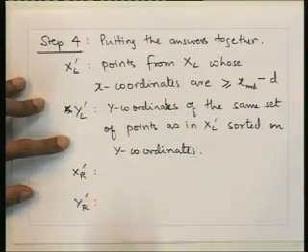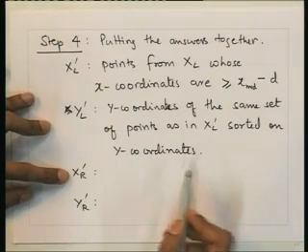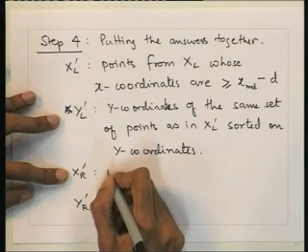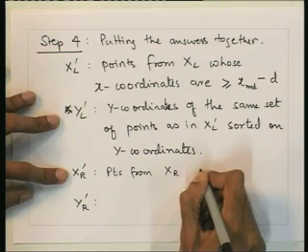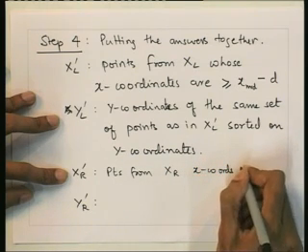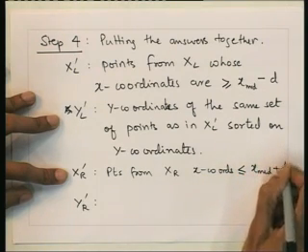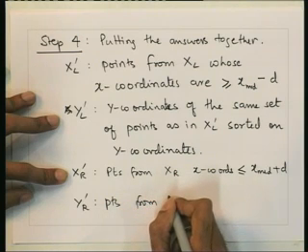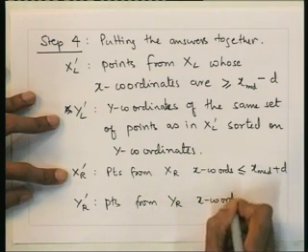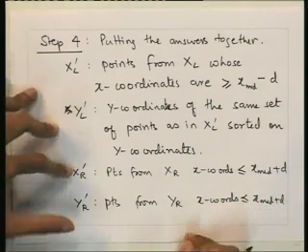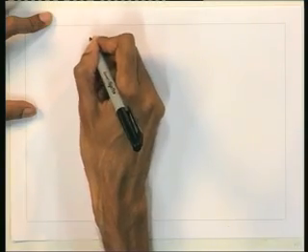XR prime will be points from XR with x coordinates less than or equal to x median plus d. Similarly for YR prime, points from YR with x coordinates less than or equal to x median plus d. These are the same set of points, only XR prime is sorted on x coordinates, YR prime is sorted on y coordinates. Our focus from now will be on YL prime and YR prime. We'll only look at these points in increasing y coordinates. So we are still in step 4. Let me recall what we do now. Here are the points. Let's say we have XR prime and YR prime, XL prime and YL prime.